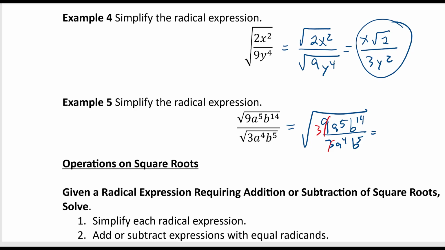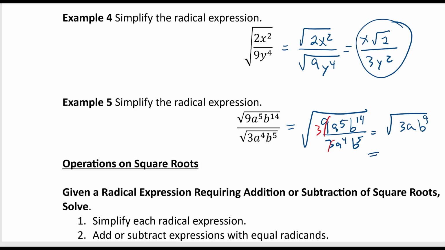And let me go back to blue here. So we'd have the square root of 3a. And then we have b to the 14th over b to the 5th. That's going to be 14 minus 5 is 9. So we have b to the 9th.